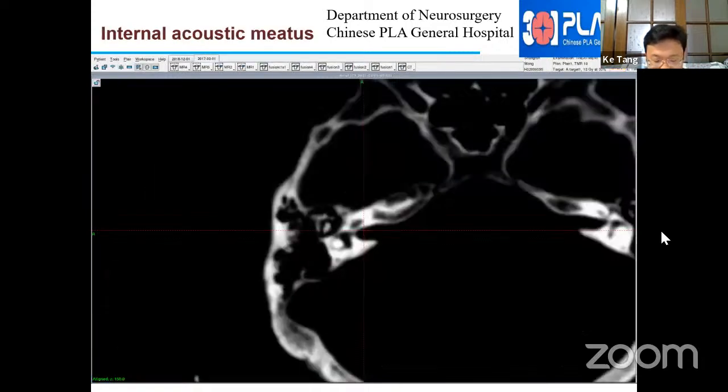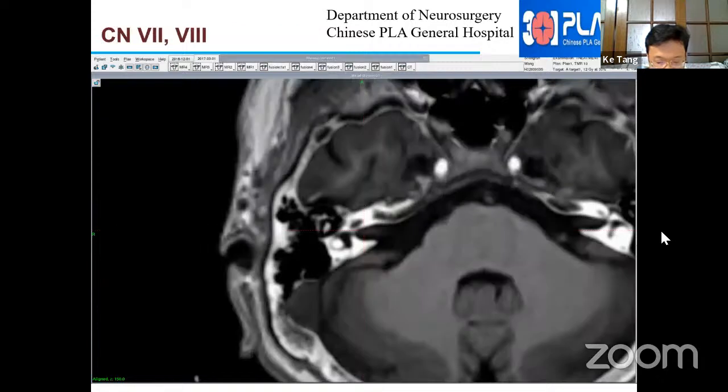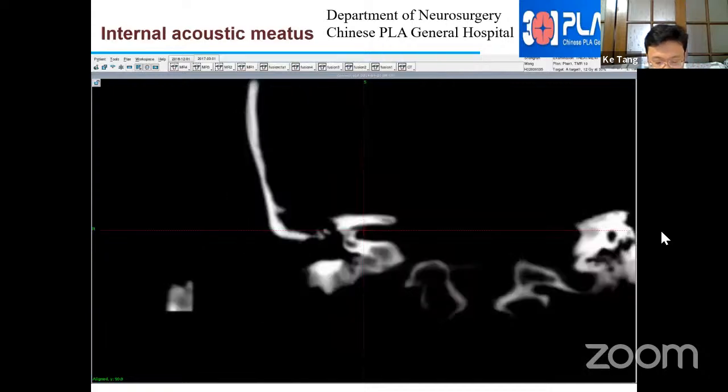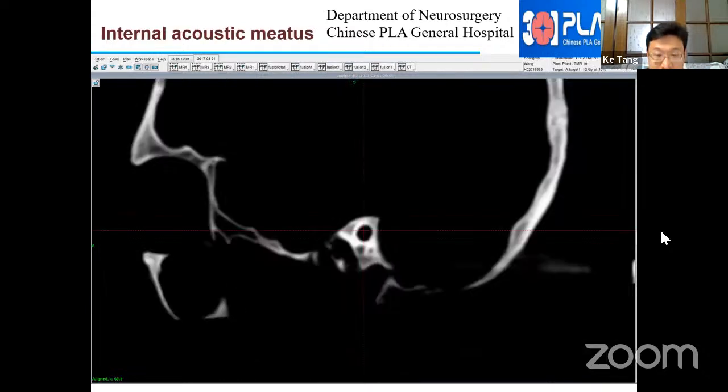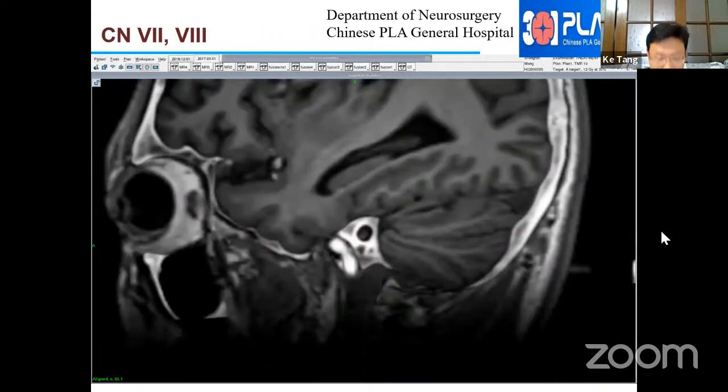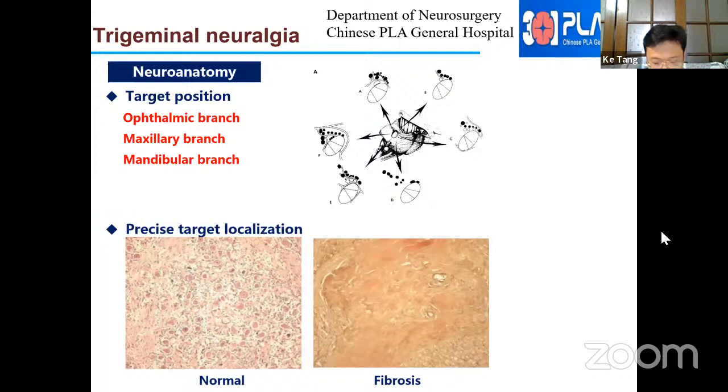Then the internal acoustic meatus and the cranial nerves 7 and 8 in axial section. The cranial nerves 7 and 8 fit in the internal acoustic meatus in coronal section and in sagittal section. Thus, we verify co-registration of MRI and CT data.